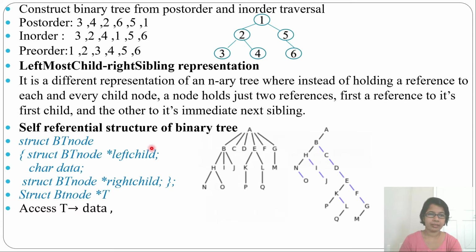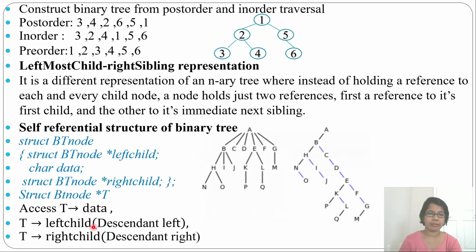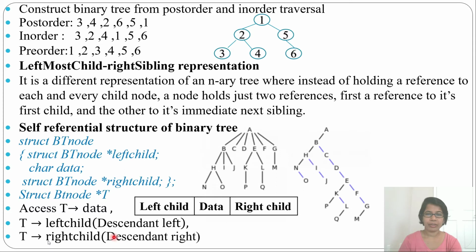Suppose you want to access data, you can write t arrow data. Or suppose you want to access the left child, you can write t arrow left child. Or for the right child you can write t arrow right child. And it will be represented like this: left child, data, right child. Like here it will hold the data, the information of the left child and the information of the right. Let me draw how it will be.